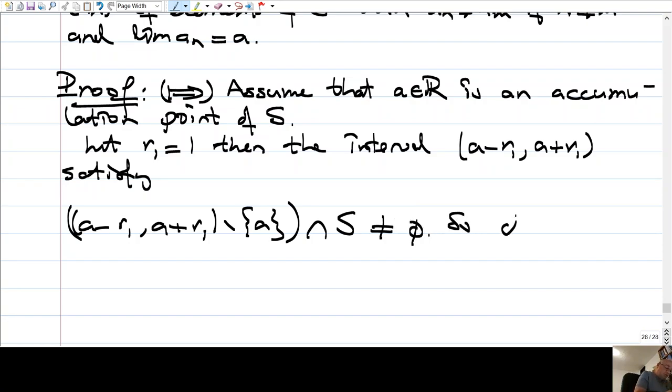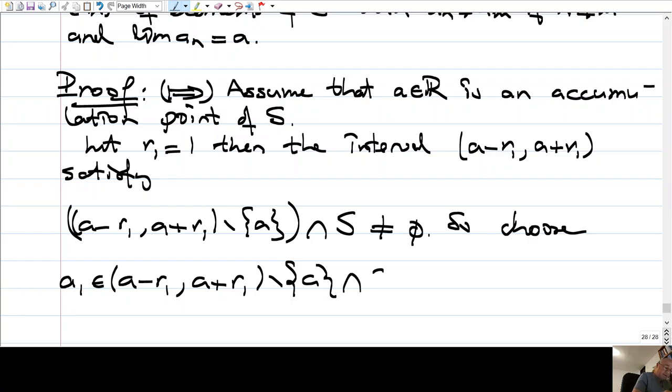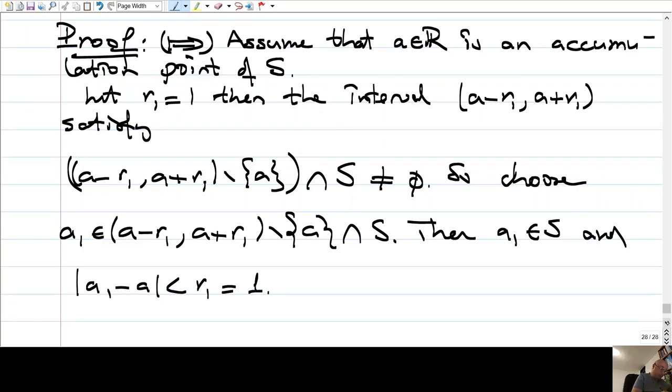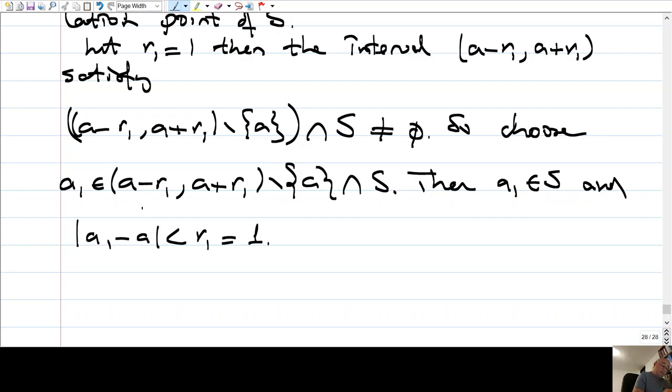Okay, so choose A1 from this intersection. A minus R1, A plus R1 minus A intersection S. Then A1 is in S and what? A1 is in this interval, therefore A1 minus A is less than R1, which is just 1. Okay. And I know that A1 is not equal to A, right? Since A1 is not equal to A, A1 minus A, the absolute value is positive, right? It is not zero.